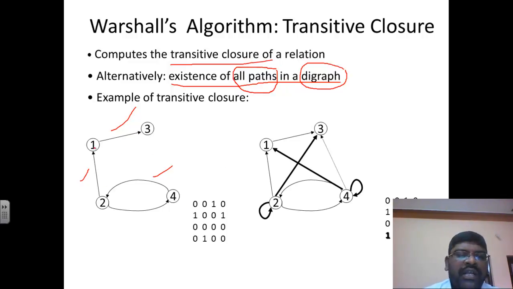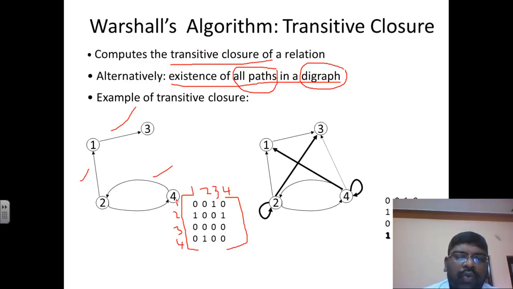In the first figure, there are 4 vertices, 1, 2, 3 and 4, and there are 4 edges. From 1 to 3 there is an edge, 2 to 1 there is an edge, 4 to 2 there is an edge, 2 to 4 there is an edge. Now, if I write a matrix, I can write 1, 2, 3 and 4 on the rows, and similarly 1, 2, 3 and 4 on the columns.